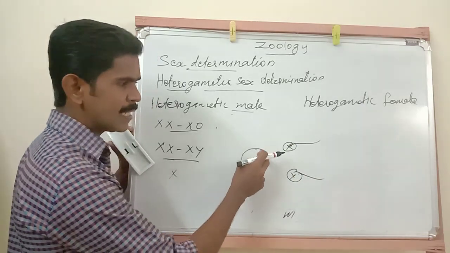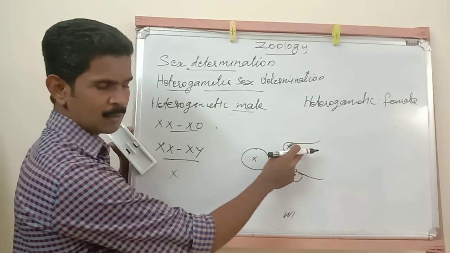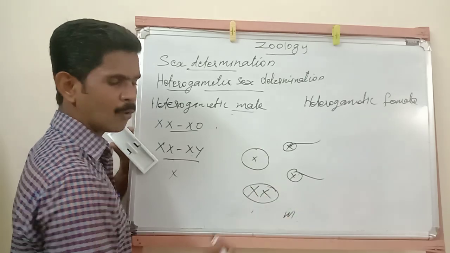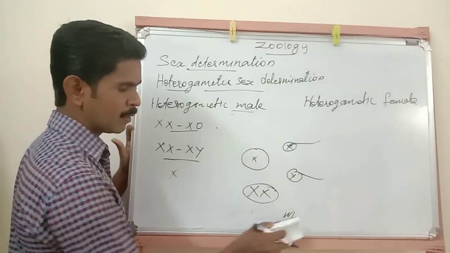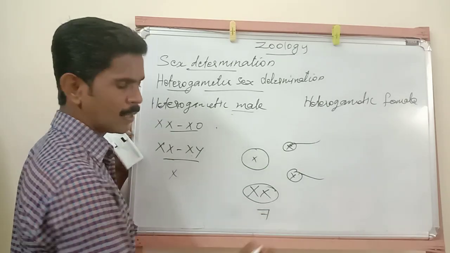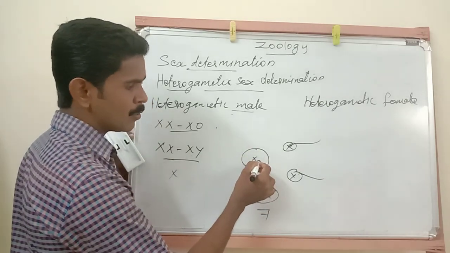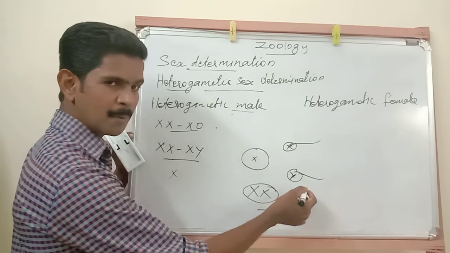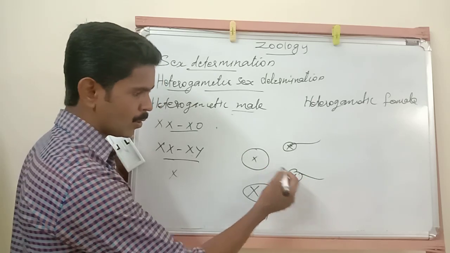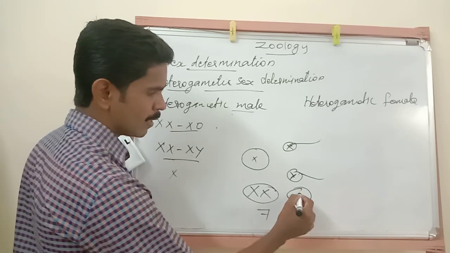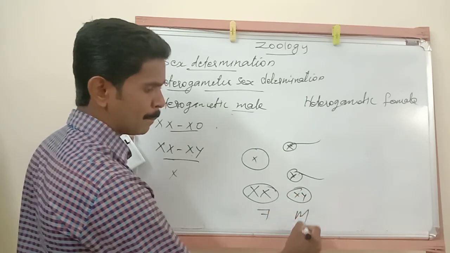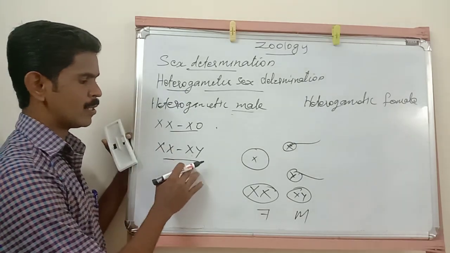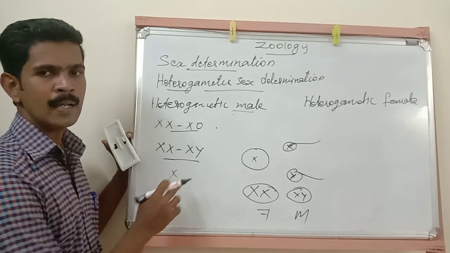When this egg is fertilized by this sperm, the sperm carrying the X chromosome, it will become what embryo? Female. Okay. Then suppose this egg with the X chromosome is fertilized by this sperm. Here this sperm carries the Y chromosome, isn't it? So the young organism is in what condition? XY type. So it is a male. I hope you understood this point. So XX, XY type of sex determination we can see in Drosophila.